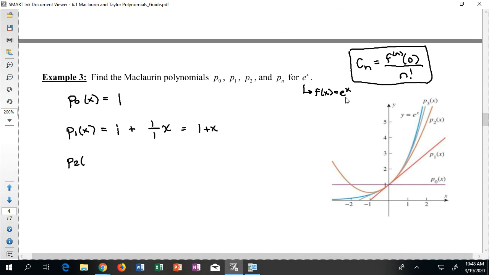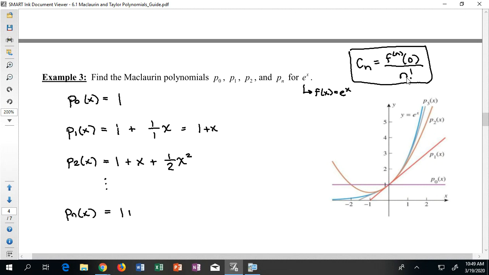If I go to p number 2, then I'm going to stop once I get all the way up to the number in front of the x squared. Okay, again, not difficult to find. That would be c number 2. So I need the second derivative of my function. Second derivative of e to the x is still e to the x. Plug in 0, you still get 1. And in the denominator, I would put 2 factorial, which is the same as 2. So boom, there's the quadratic. And we did that several examples ago as well. But notice if I kept stepping this up, I could easily find p sub n.